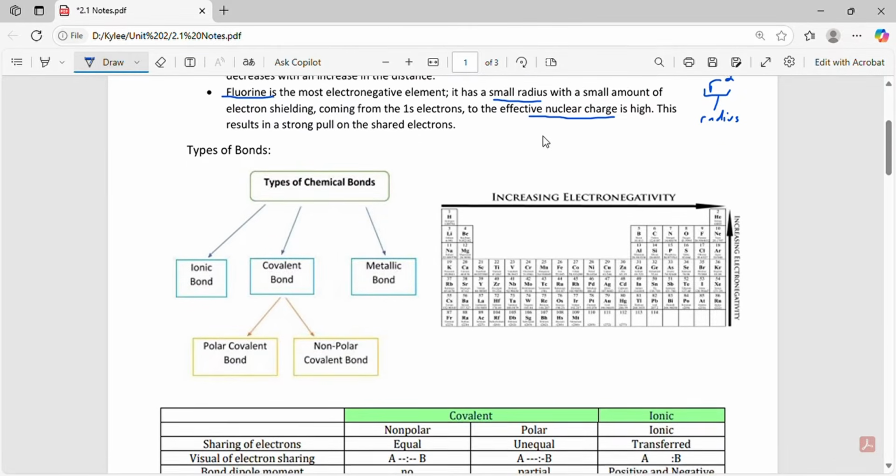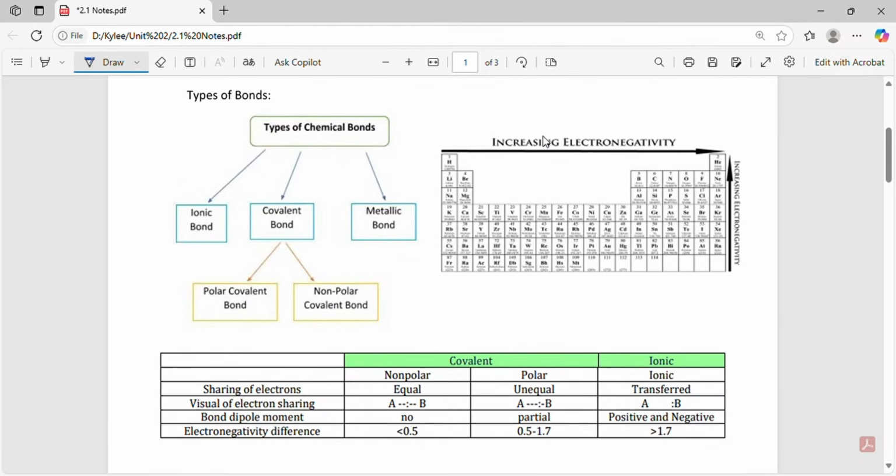Now, one of the things about electronegativity is that there are numeric values that go with each atom on the periodic table. So for most periodic tables, fluorine, the highest electronegativity, is going to be at 4.0. And then every other element on the periodic table is going to have a smaller electronegativity.